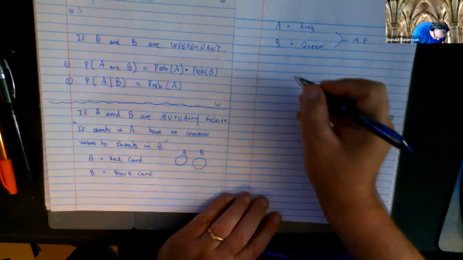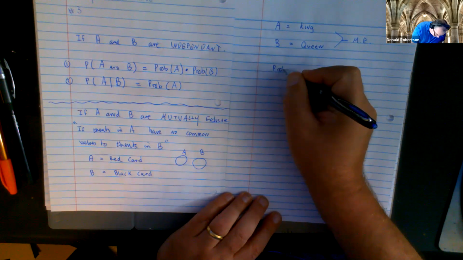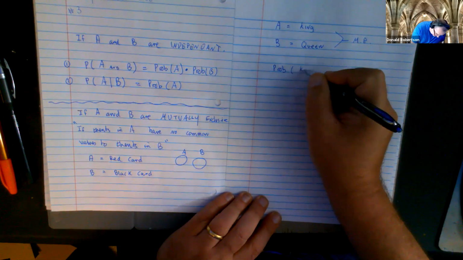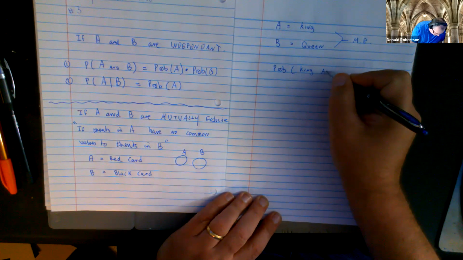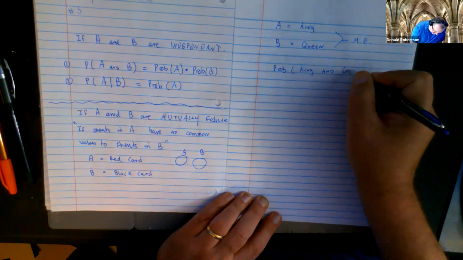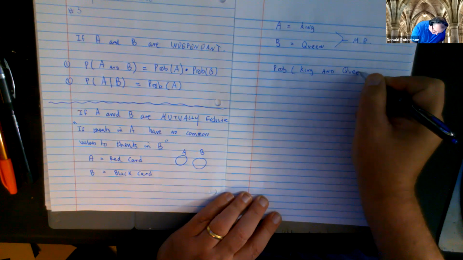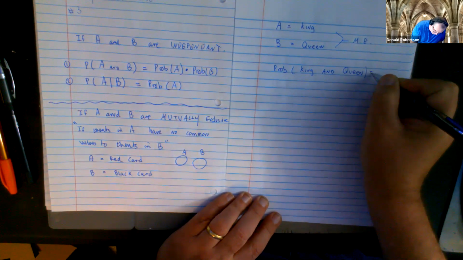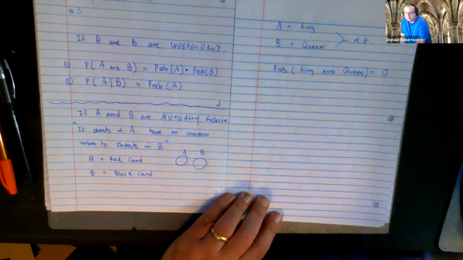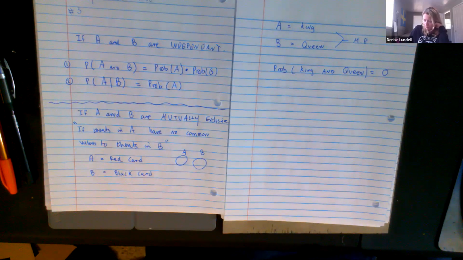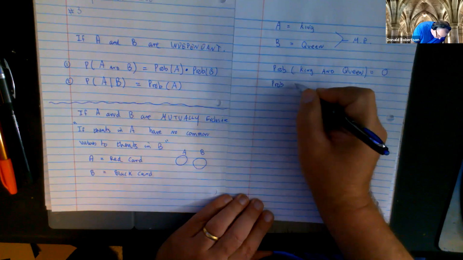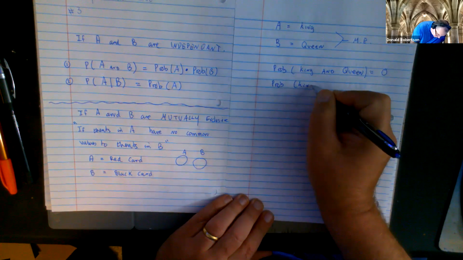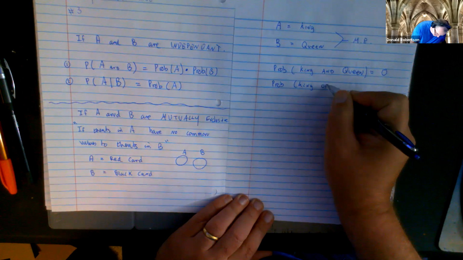Now, if I asked, what's the probability that you got a king and a queen? The answer to that would be 0, because you can't have both at the same time. Can't have both. But if I said to you, what is the probability that you get a king or a queen?